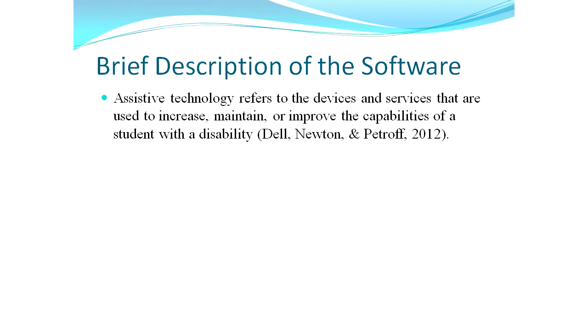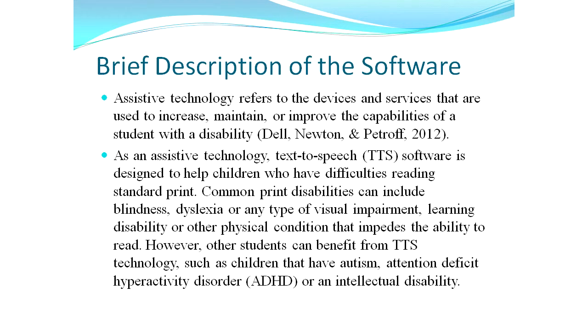A brief description of the software. Assistive technology refers to the devices and services that are used to increase, maintain, or improve the capacity of students with disability. As an assistive technology, text-to-speech (TTS) software is designed to help children who have difficulties reading standard print. Common print disabilities can include blindness, dyslexia, or any type of visual impairment, learning disability, or other physical condition that impedes the ability to read.